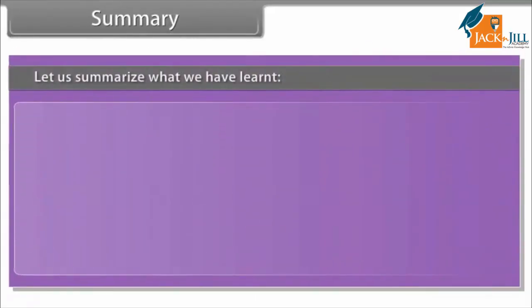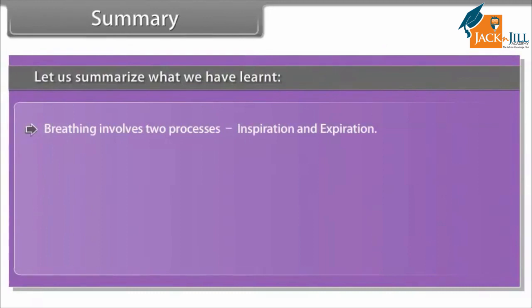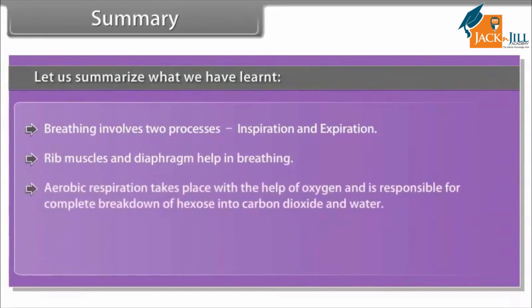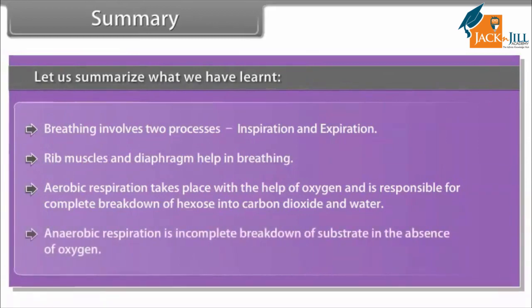Summary. Let us summarize what we have learned. Breathing involves 2 processes: inspiration and expiration. Rib muscles and diaphragm help in breathing. Aerobic respiration takes place with the help of oxygen and is responsible for complete breakdown of hexose into carbon dioxide and water. Anaerobic respiration is incomplete breakdown of substrate in the absence of oxygen.